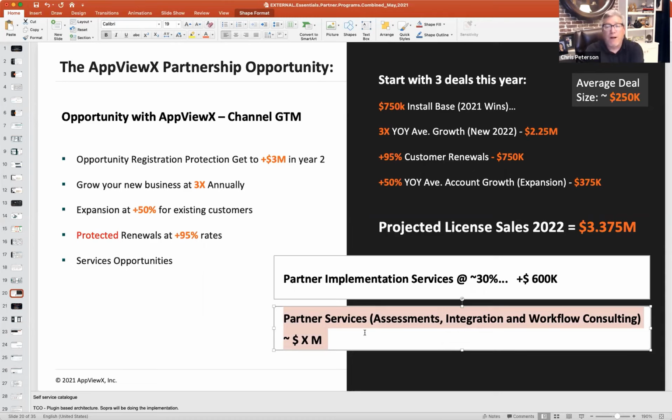So number one, assessments before the sale even. When you do a smart discovery, obviously you're charging for those security assessments, just like you do for a vulnerability assessment or pen test. But then there's the long tail of services after the sale with integration of the products and then workflow consulting opportunities. And we'd have to pencil those out individually with each partner based on what you charge and what we see the opportunity is with your accounts.